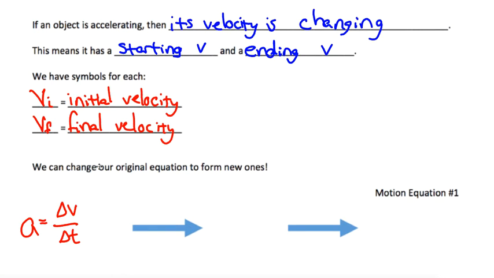All right, we learned in the first unit that if you have a change in something, like a change in position, to find the amount of change, you take the final minus the initial. So that's exactly what we're going to do. In this equation, for delta v, I'm going to plug in v final minus v initial. So acceleration equals v final minus v initial, and then still divided by that delta t.